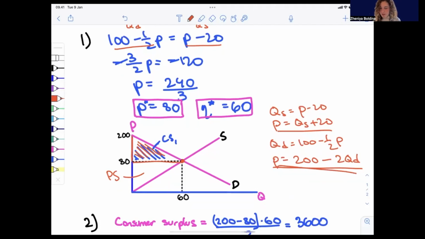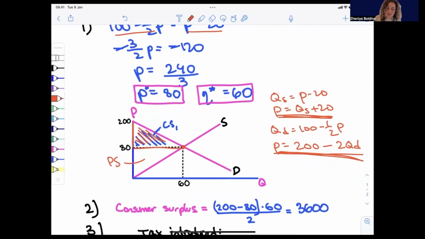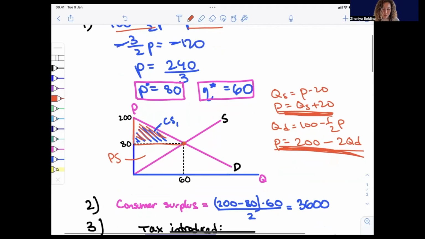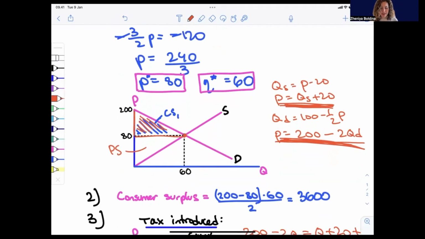This is our final function here. So it's P is equal to 200 minus 2Q. And so these are the two functions, the two graphs we see here represented by these two functions. And now we graphically see what's happening, and we were able to find the consumer surplus, which is our question 2. In order to find it, that's the area of the triangle.